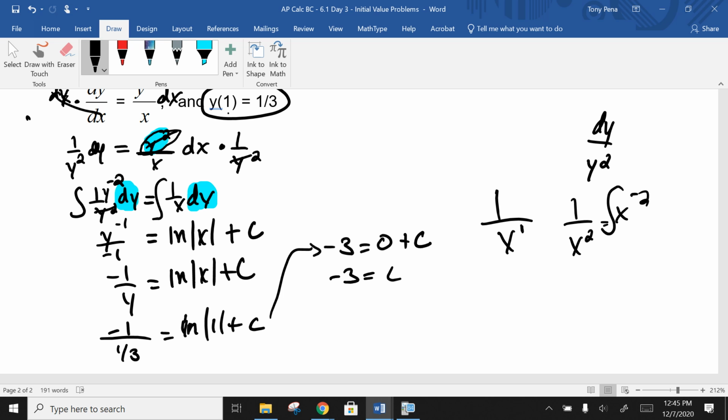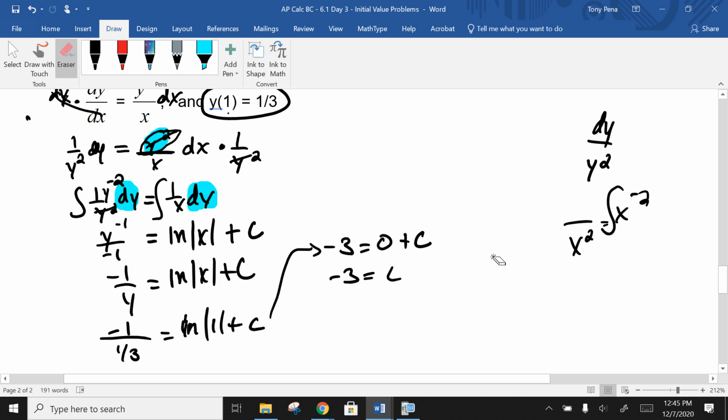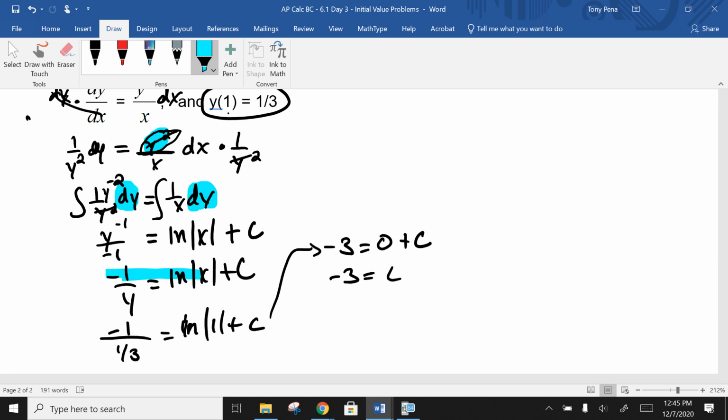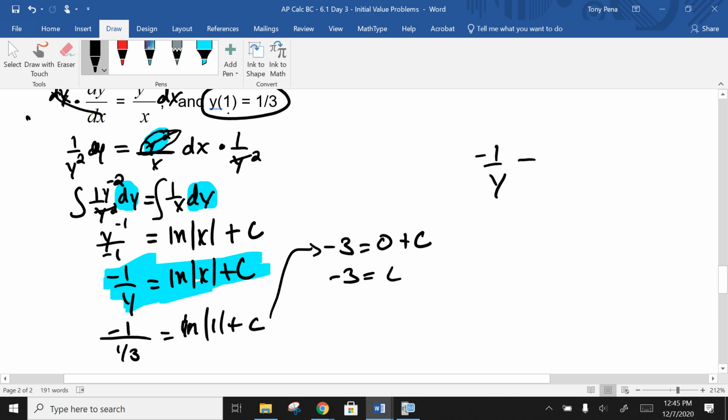So then now we can write this equation. So here was our equation, and now I know that my c is a -3. So I'm going to rewrite that over here. -1 over y equals natural log absolute value of x minus a 3. We still have a little bit of algebra to do because we now need to solve for y.